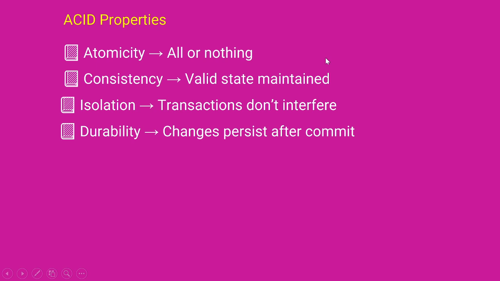Transactions follow ACID properties. Atomicity ensures all or nothing. Consistency maintains valid state. Isolation prevents interference. And durability ensures changes persist after commit.